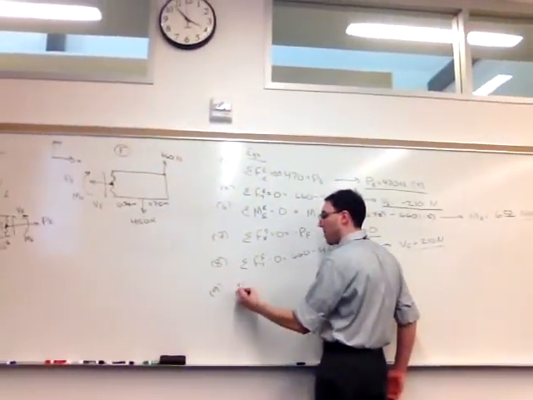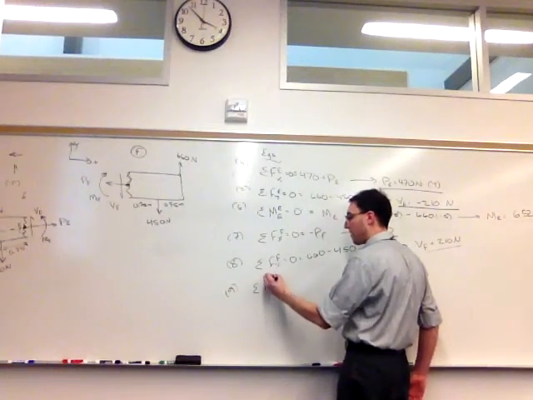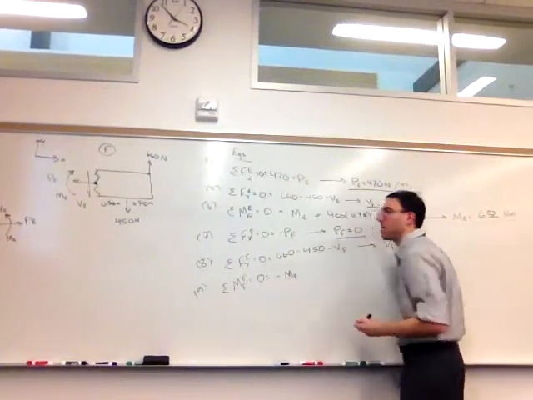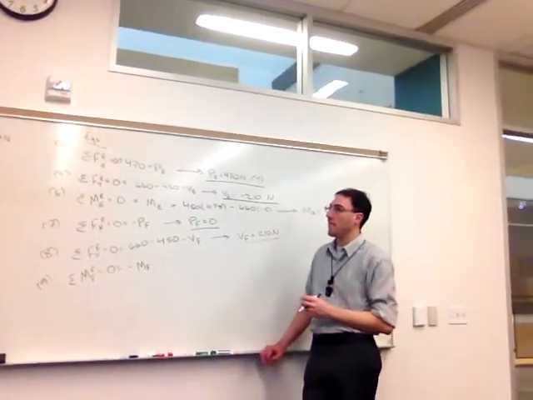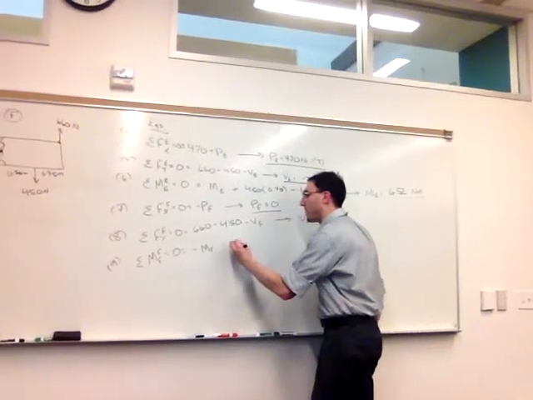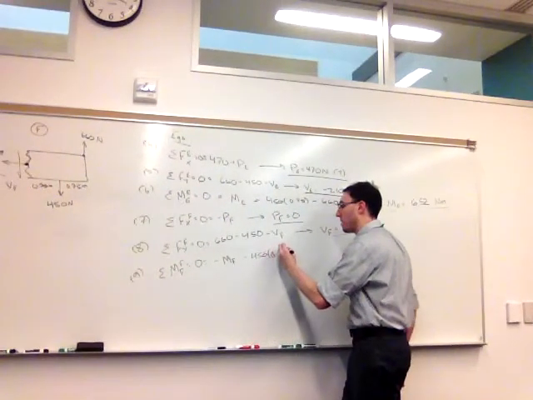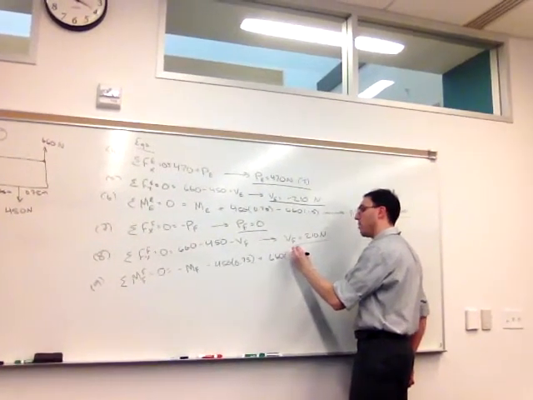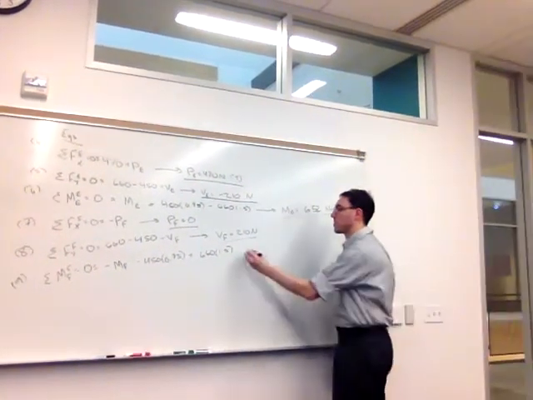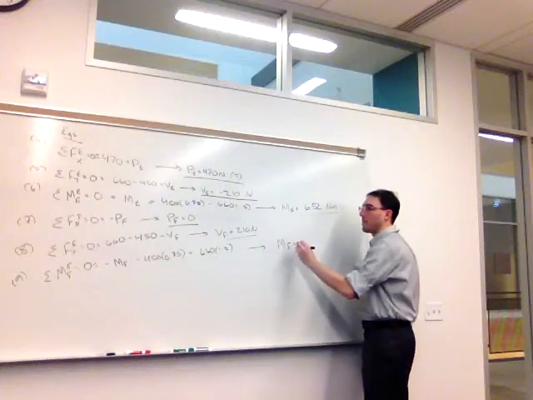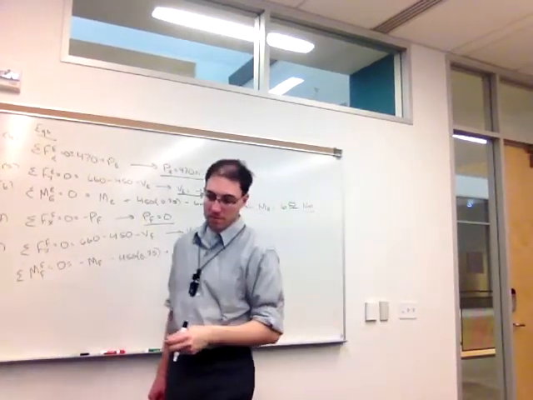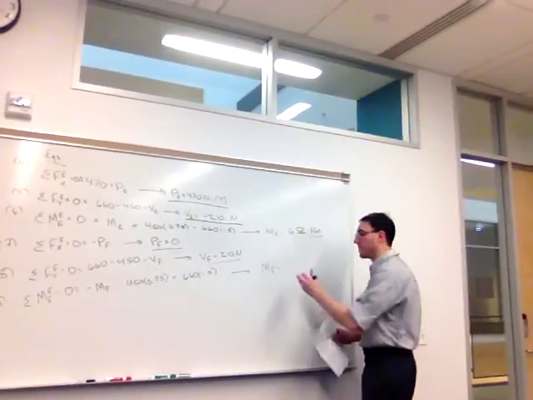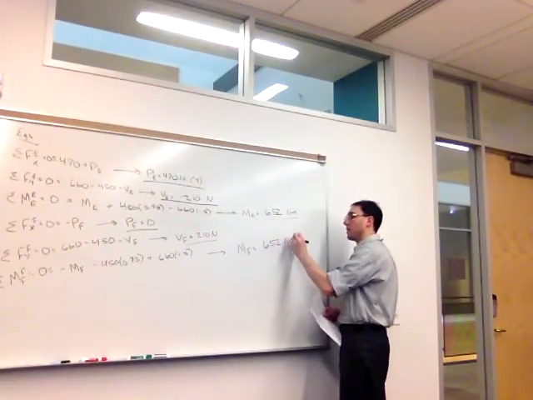And finally, taking the sum of moments around, I'll take point F. I have a negative M sub F, assuming clockwise direction for MF, minus 450 times 0.75, plus 660 times 1.5. My internal bending moment is going to be, again, a positive 652 newton meters.